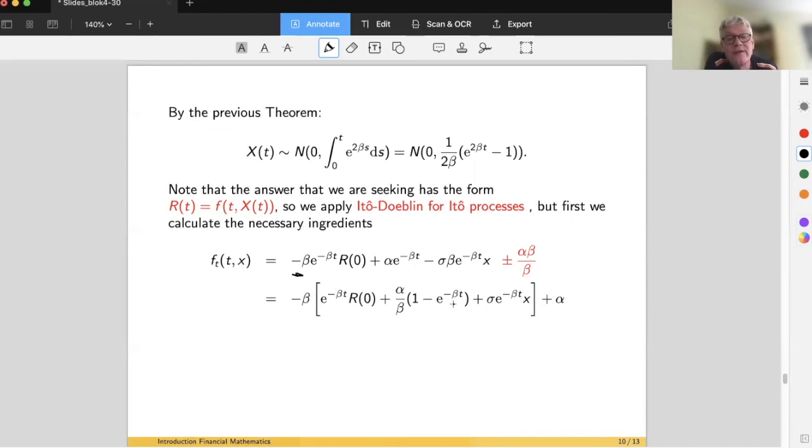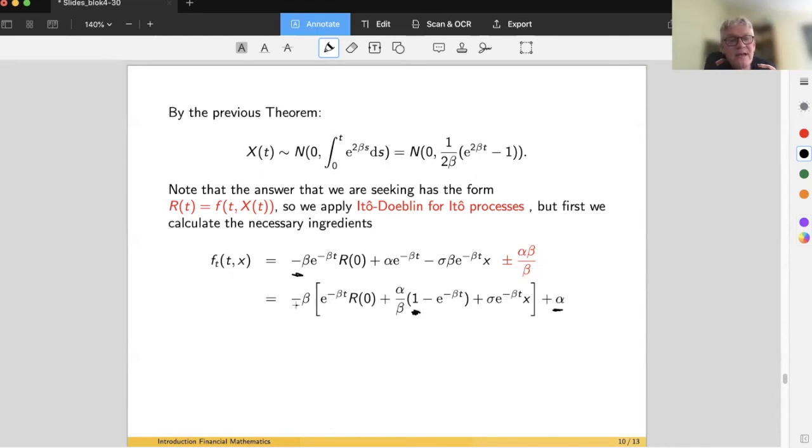Taking a beta out gives us this expression here. So that is alpha over beta minus e to the power minus beta t. Now the minus term here, that is here, in fact. And this part here, the beta is taken out, and the minus as well. So plus sigma e to the power minus beta t times x. And the plus term here that remains, that is in fact plus alpha. So the minus form here enters here. Beta and beta, they compensate each other. And the plus form is here.